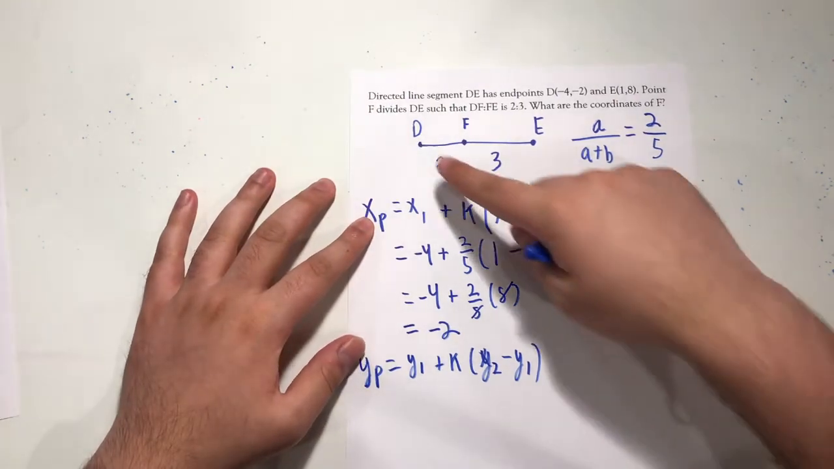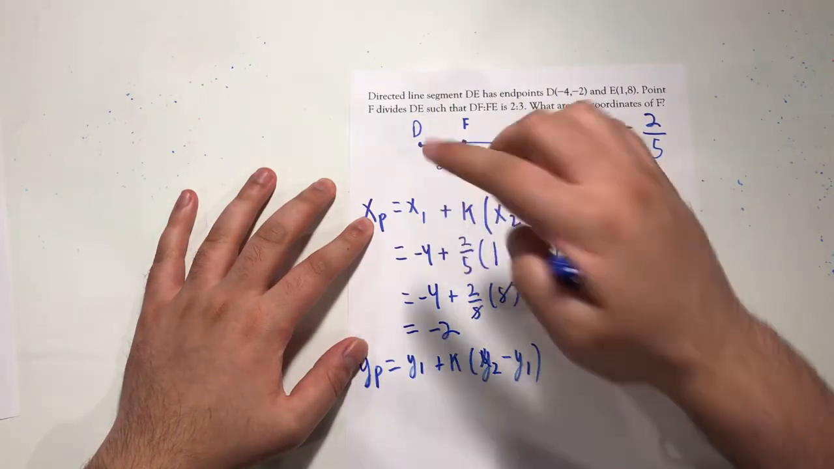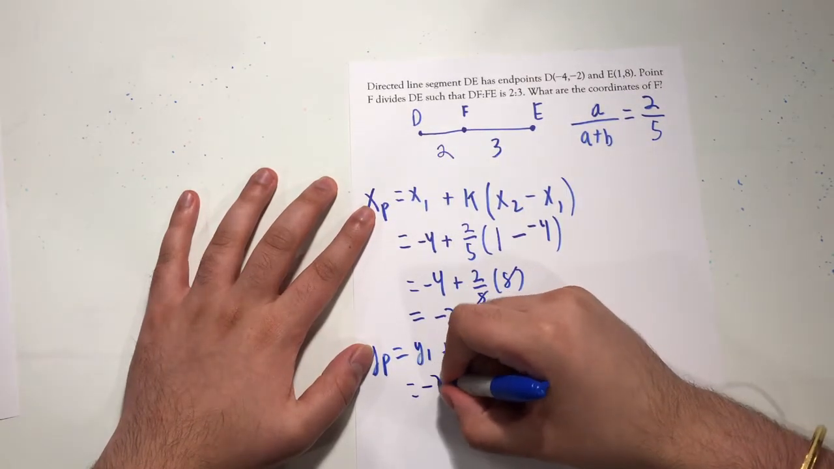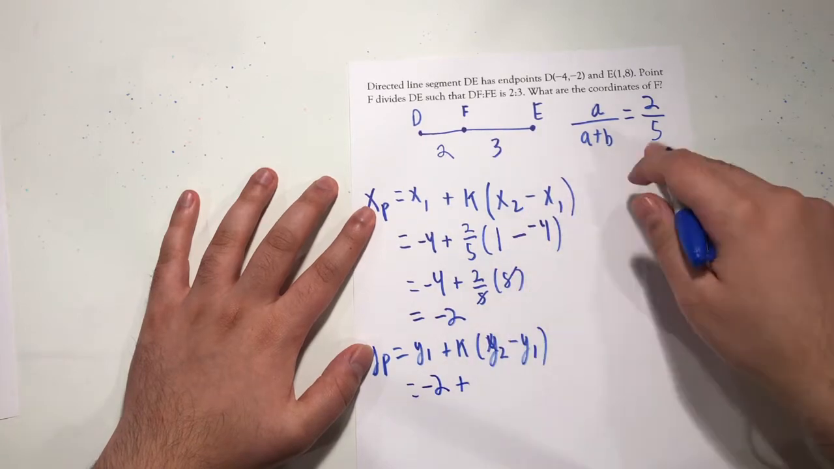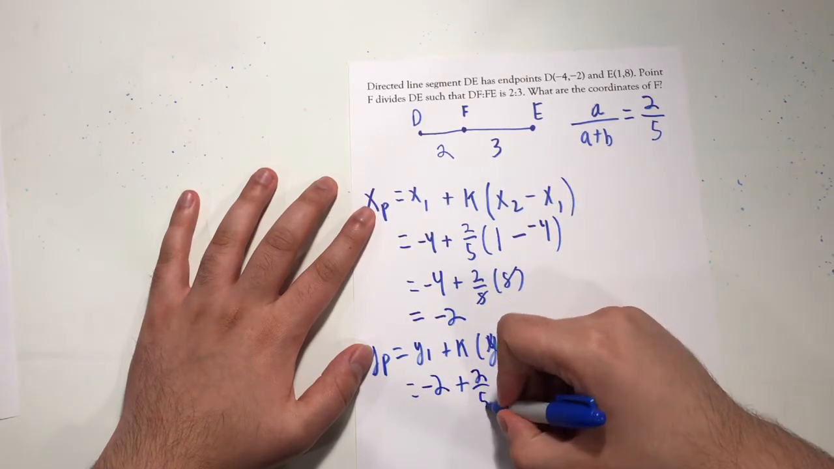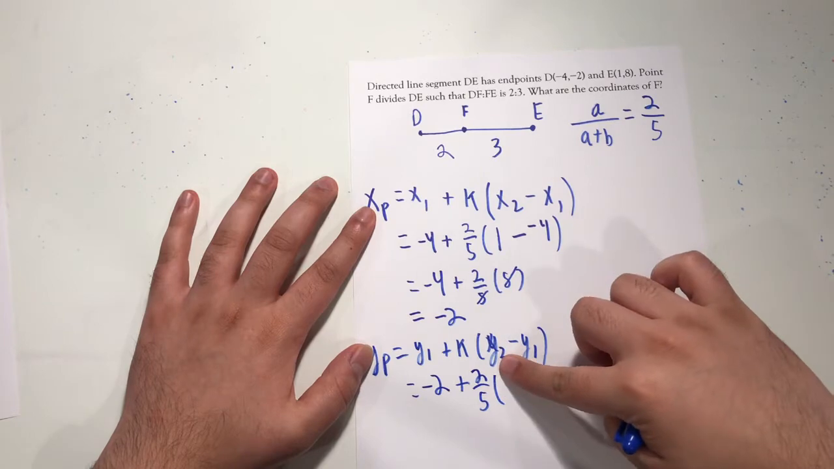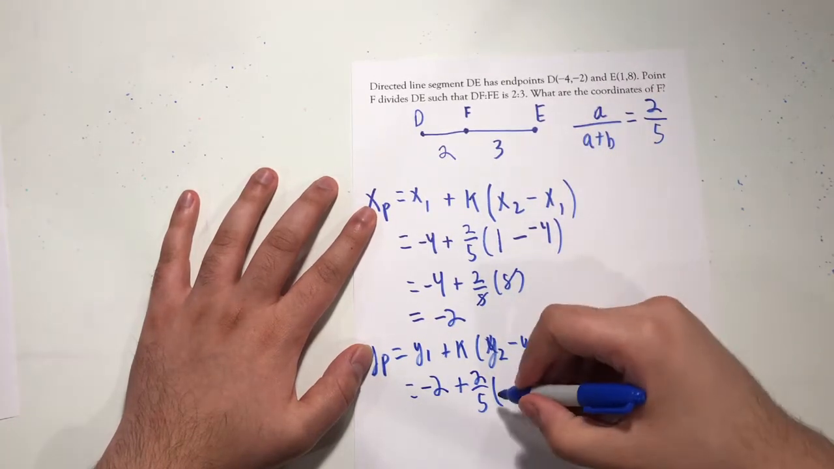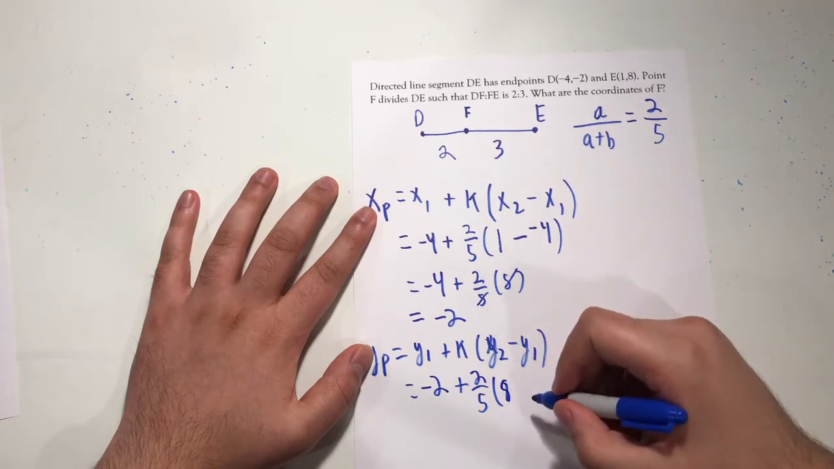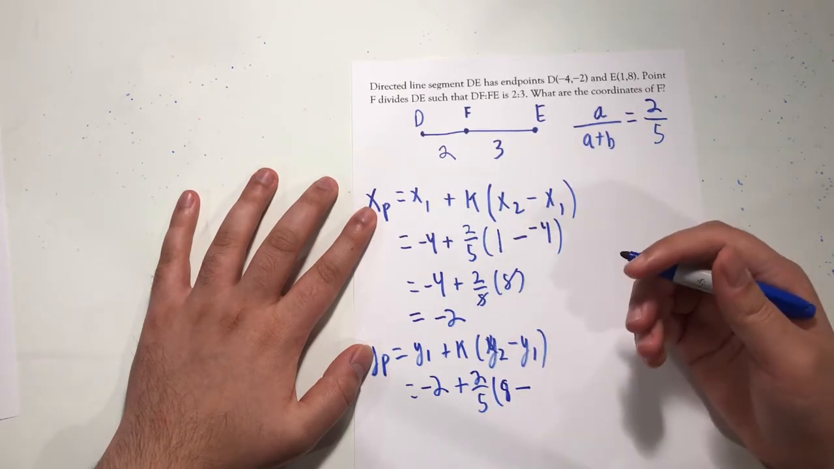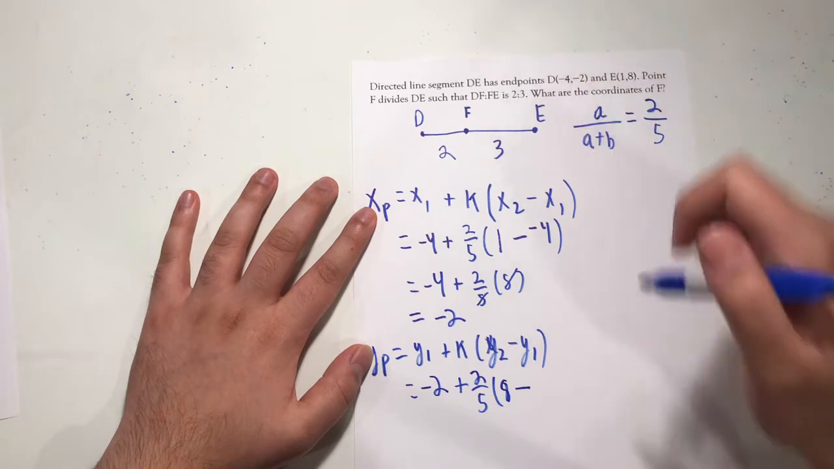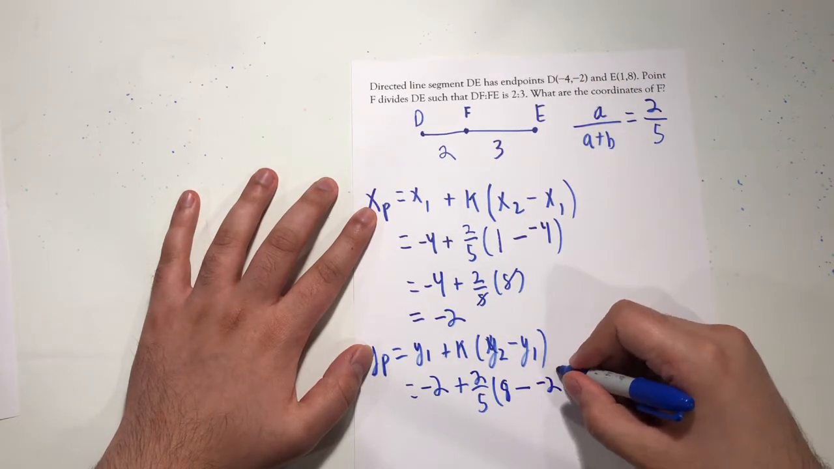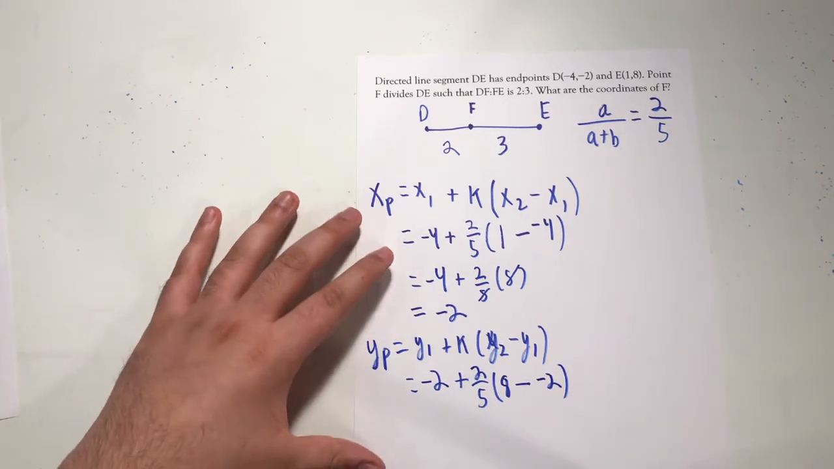Our y1 is going to be the y coordinate of this first coordinate point. So that's going to be -2 plus k, we already know to be 2 over 5. Then our y2 is the y coordinate of that second point, which is 8. And minus, well, what's y1? That's the y coordinate that we had earlier, of the first coordinate point of D. That's -2.